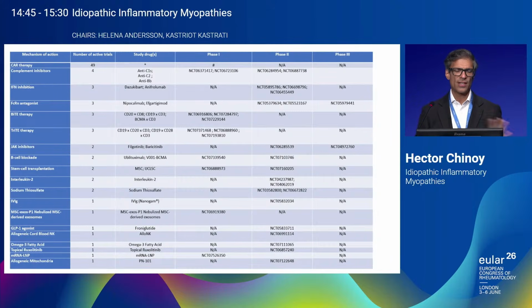And you don't need to look at the detail here, but this is just a snapshot of what's happening on clinicaltrials.gov at the moment. And you'll see at the top, there's CAR therapy and the number of active trials. There's 49 CAR trials registered on clinicaltrials.gov in myositis alone at the moment, which is just remarkable.